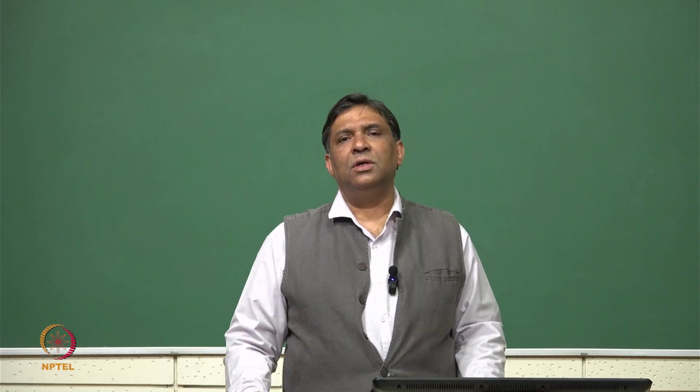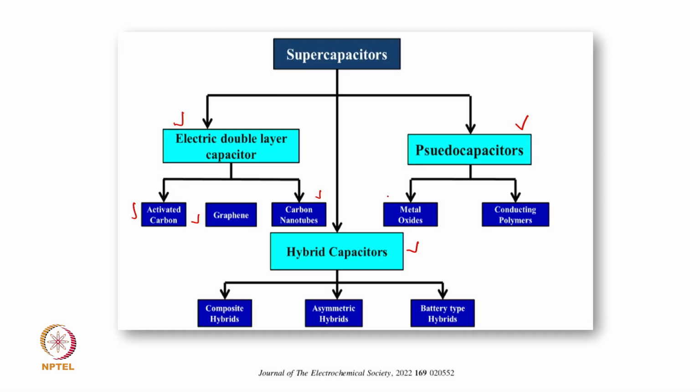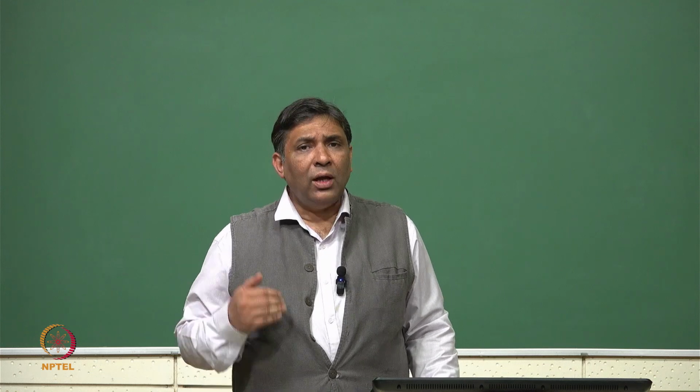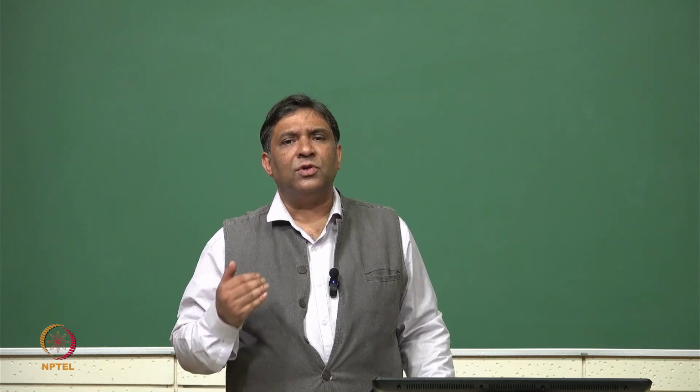Similarly, when we discussed pseudo capacitors, I showed that we generally use metal oxides and conducting polymers. And we discussed the advantages and disadvantages, and why we use those materials. When we talk about hybrid capacitors, generally there are three types: the composite hybrid, asymmetric hybrid and battery type hybrids. So, broadly, this is the classification of supercapacitors which we have discussed.